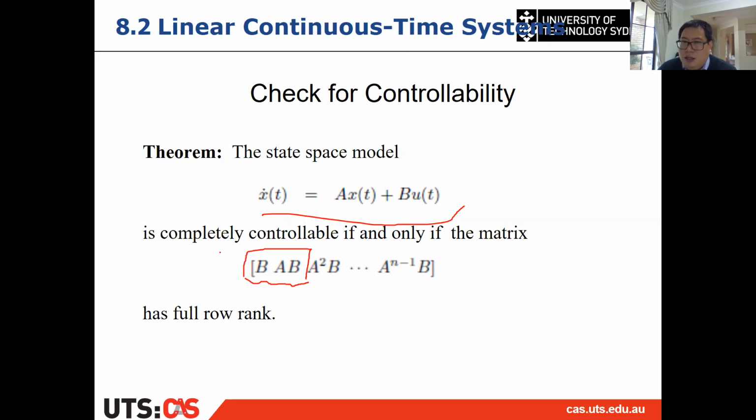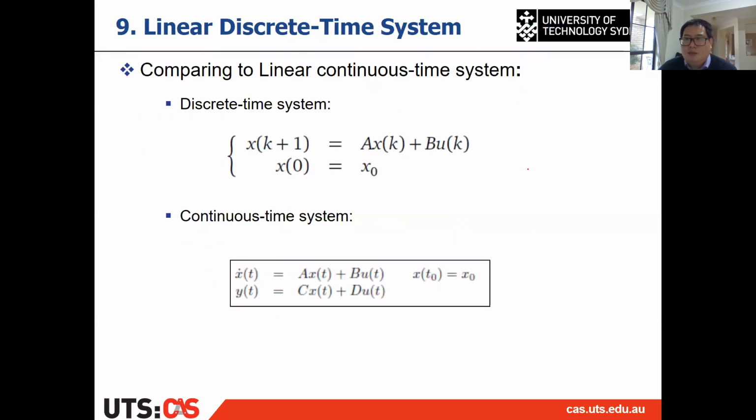All right. So for checking controllability, the first thing is you need to calculate the controllability matrix correctly, and after that you check whether it is full rank or not. If it's full rank, then it is controllable. If it's not full rank, it is not controllable. All right, so that's the controllability of the linear continuous time system.